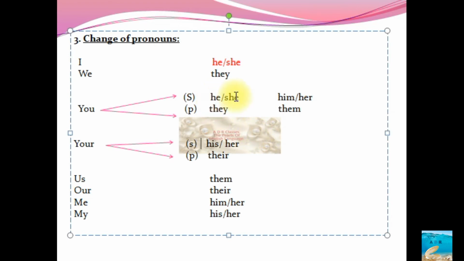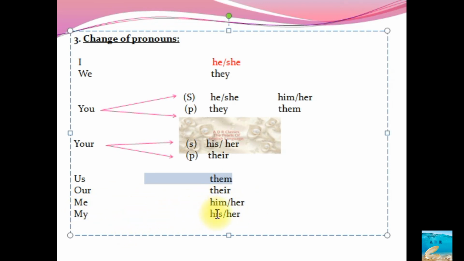And for the subject place they, and for the object place we are supposed to use them. Now if the word your appears in the sentence, if it is singular it is his or her, if it is plural it is their. Okay, their. Next, us appears in a sentence, it becomes them. Our appears in a sentence, it becomes their. Me appears in a sentence, it becomes him or her. My appears in a sentence, it becomes his or her.